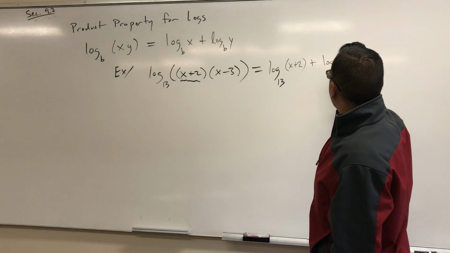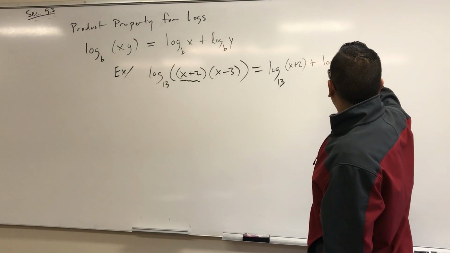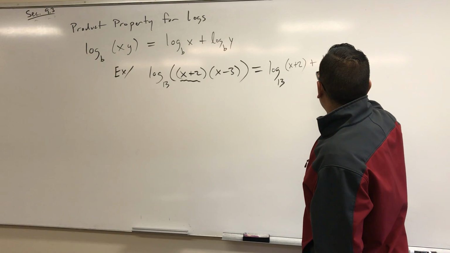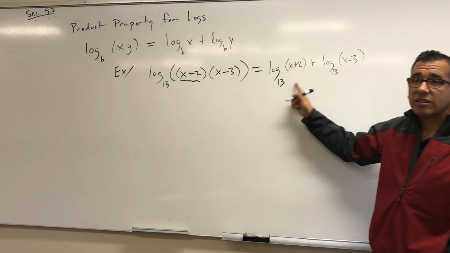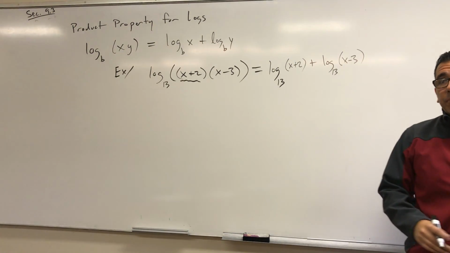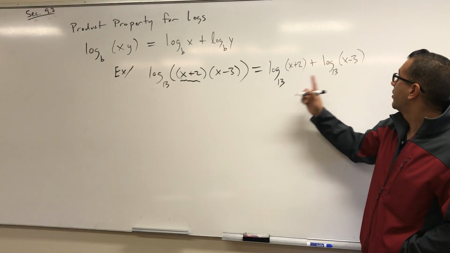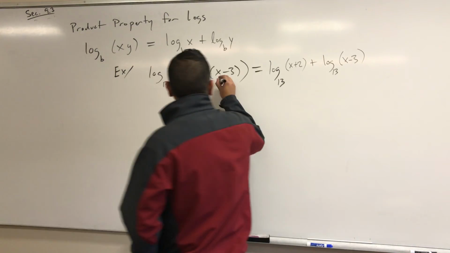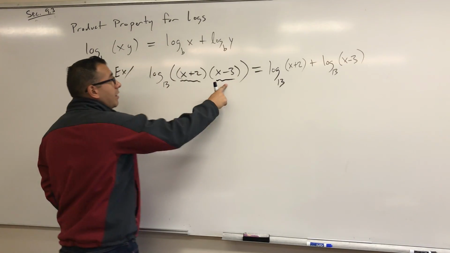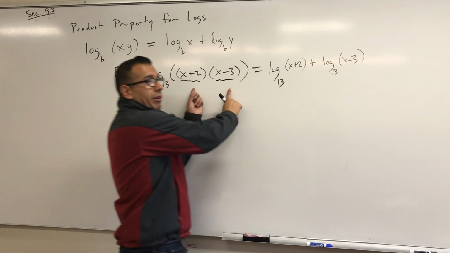Plus log base 13 of x minus 3. So you always need to copy down that same base. That base cannot change. So if this was a 7, it stays 7. Notice what I did: I took each one of these factors and separated them. Boom.